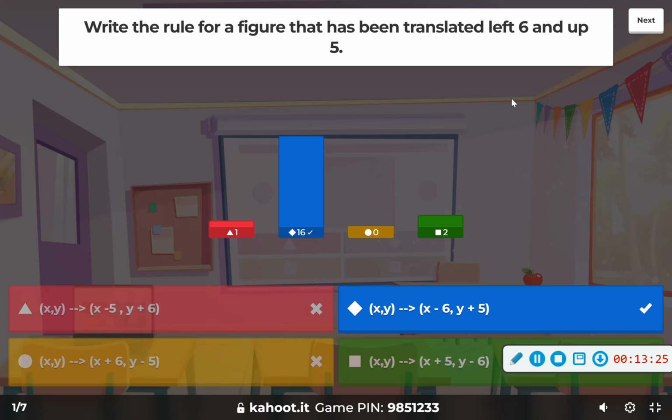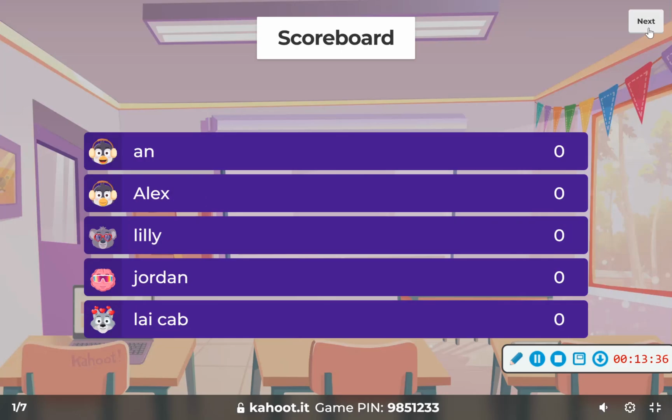All right. Remember, if you are going left, it is what? Negative. Left is always your x as well. Remember, left and right.